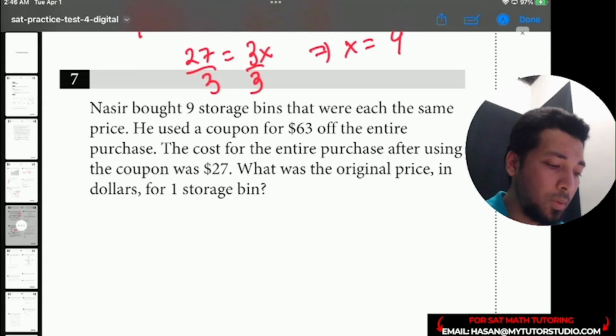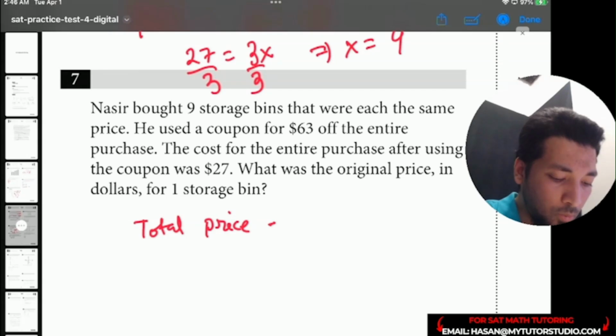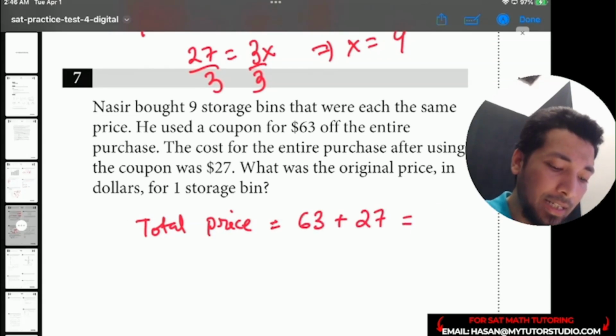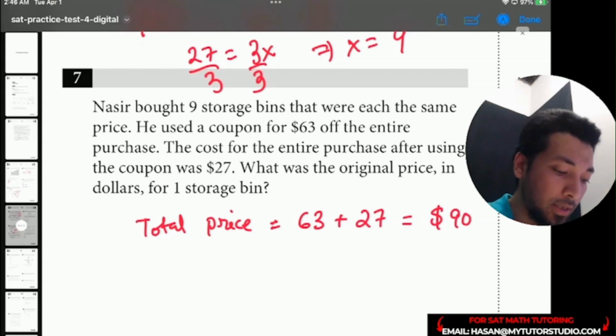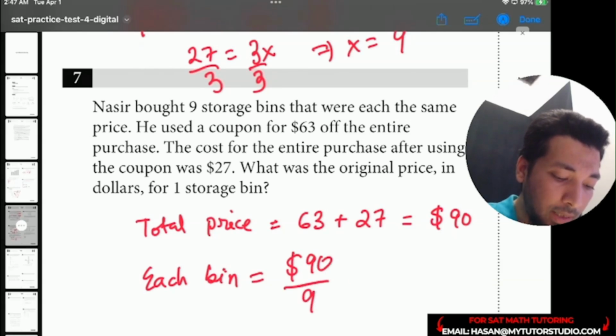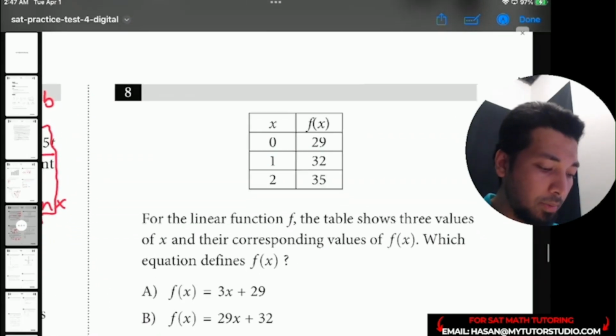So before using the coupon, the total price was $63 plus $27, and that is $90 because we got a discount of $63. So now Nasir bought 9 storage bins. So each bin is 90 divided by 9, which is $10. And that's our answer. Now let's look at problem number 8.